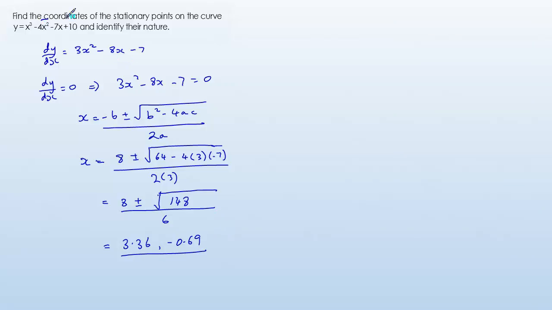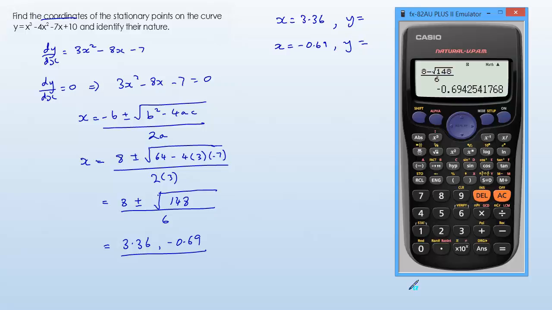So we want coordinates. I'm going to substitute back in to find y. So if x is 3.36, y is going to be equal to something, and if x is negative 0.69, y is going to be... Okay, so this one's the last answer. I'm going to do that one first. We need to substitute into this equation to find y.